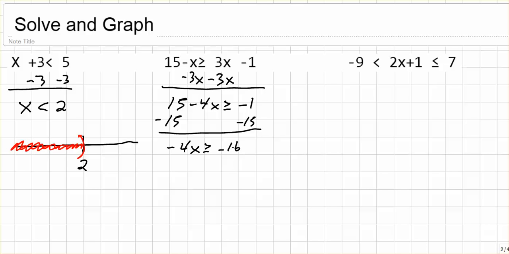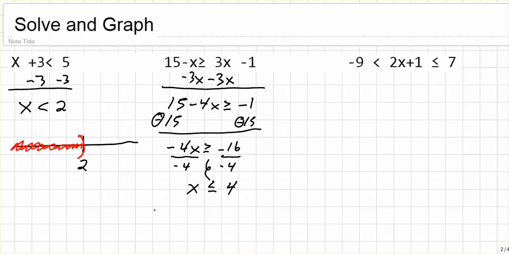And then we'll just continue on. Divide both sides by a negative 4. So x is, now we have to be careful here. We know it's going to be 4. But since we divided by a negative, we need to swap the direction of the inequality. So anytime you multiply or divide by a negative number, you need to swap the direction of the inequality. I did not swap it when I subtracted 15 from both sides. It's only when you multiply or divide.